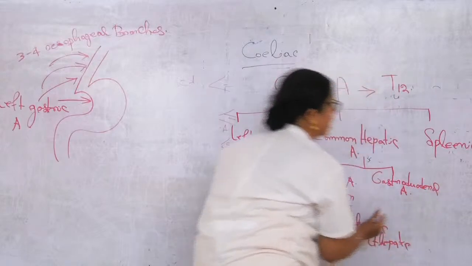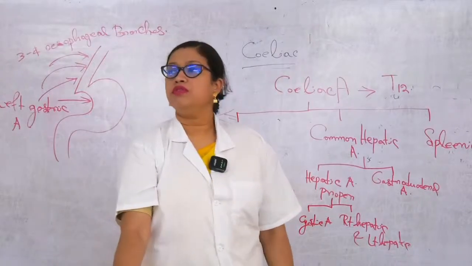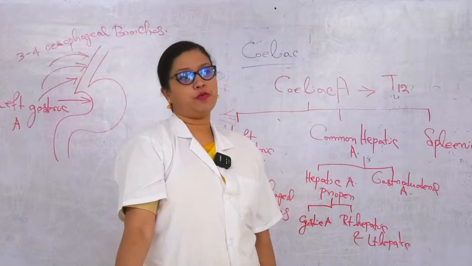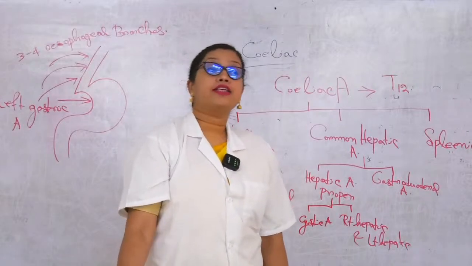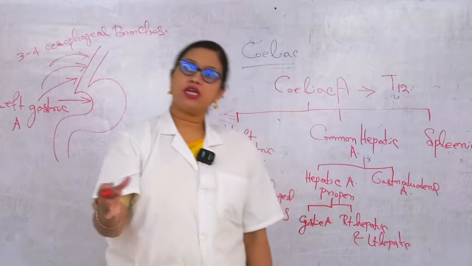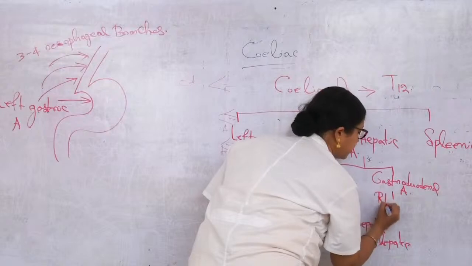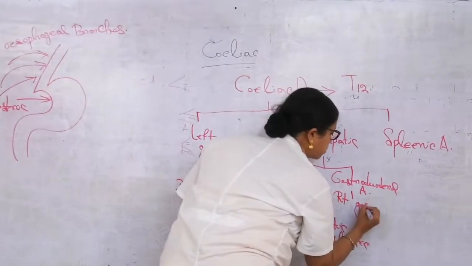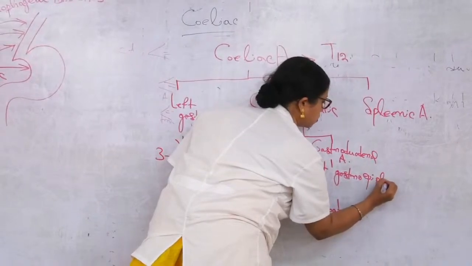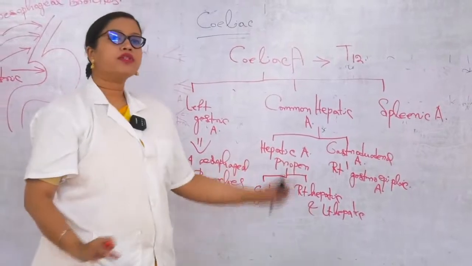So the gastroduodenal artery further divides, giving one branch to the stomach. Do you know? Right gastric or right gastroepiploic? Right gastroepiploic. It is also known as right omental. Epiploic and omental are the same. Okay, so the gastroduodenal artery gives the right gastroepiploic artery. What about the third branch?